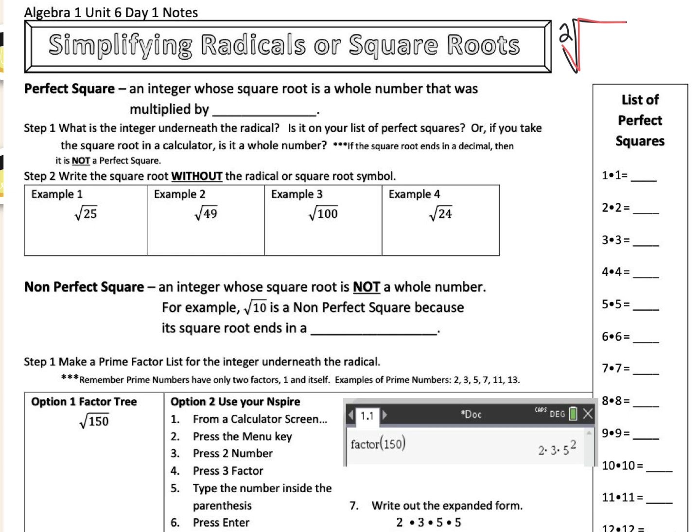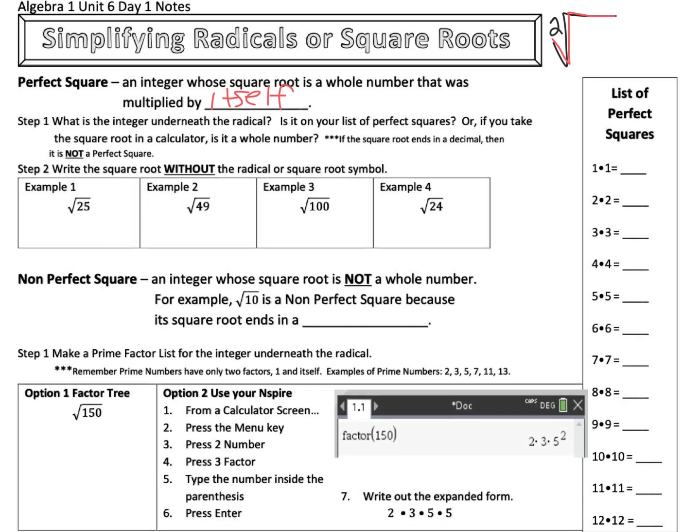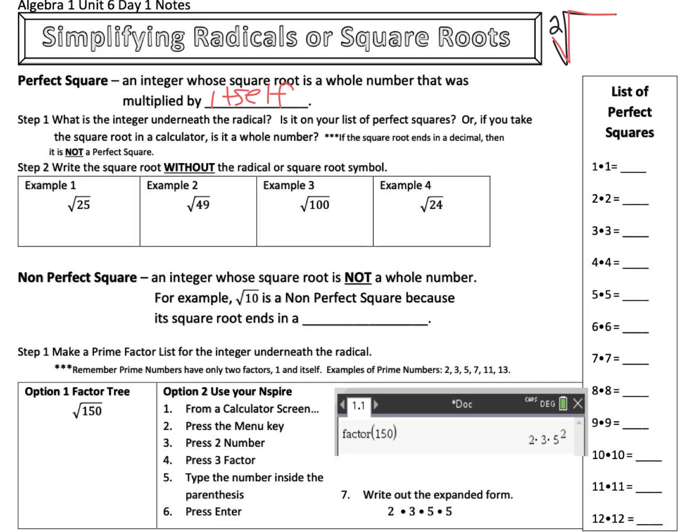Perfect squares are integers whose square root is a whole number that was multiplied by itself. So when you did Pythagorean theorem in 8th grade and you had square root of 25, you said what times itself is 25, and you got 5. So that's what we're going to start by looking at. We have perfect squares over here on the right. Let's fill these in because we will reference those as we go through some stuff today.